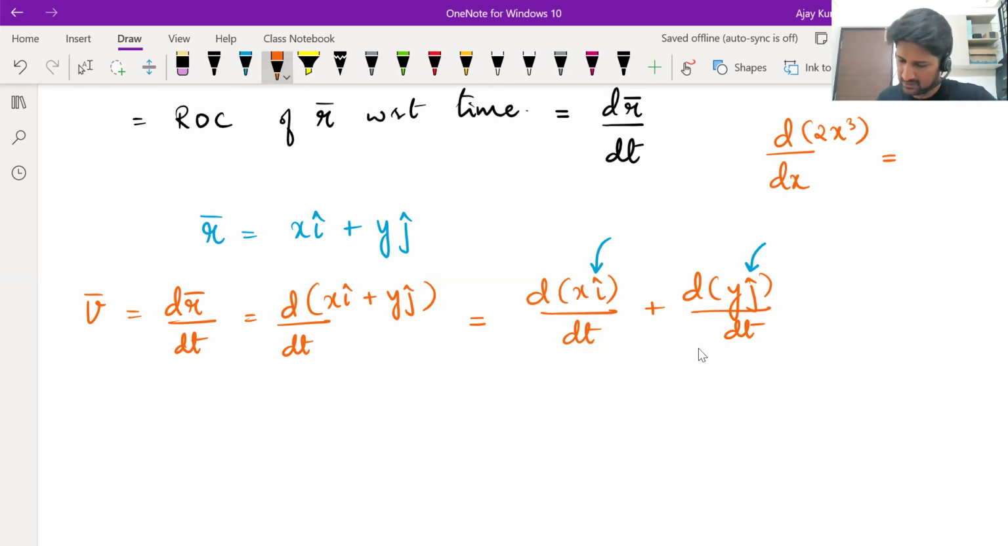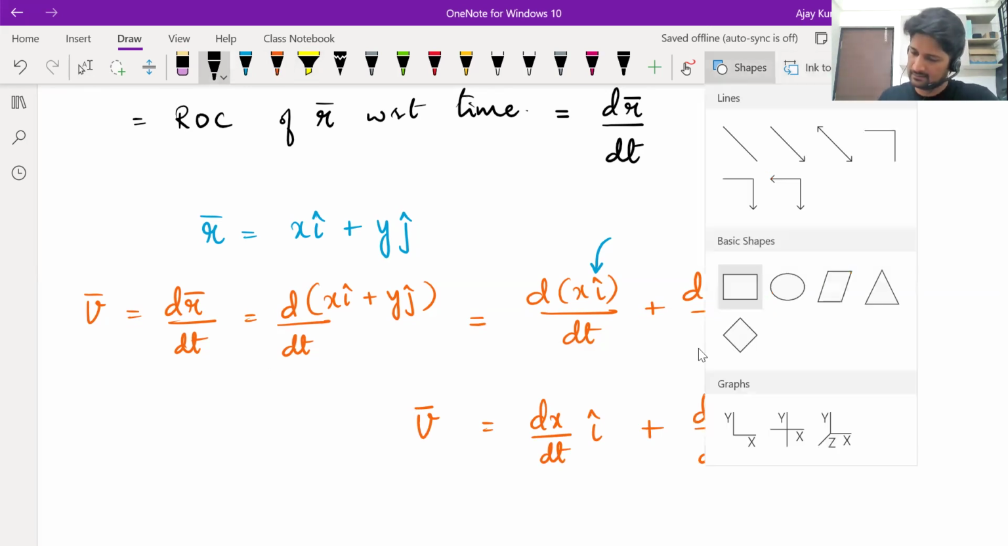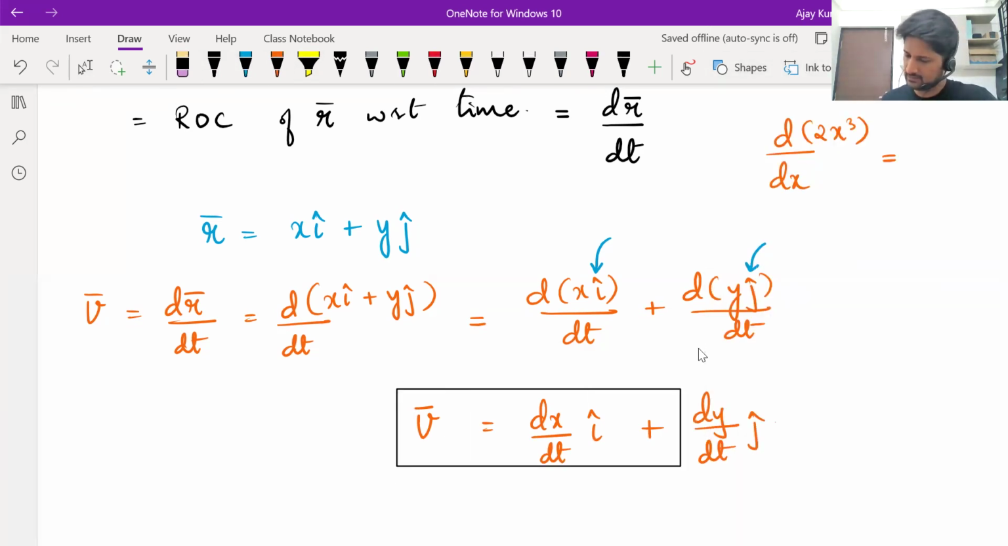So then this becomes rate of change of x coordinate i cap plus rate of change of y coordinate j cap. So that is the velocity vector. And this has a meaning associated with it. Let us understand that.